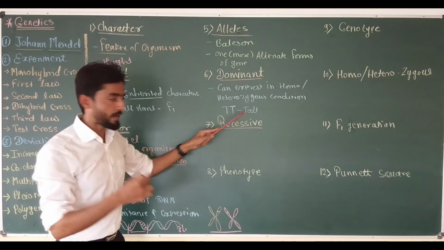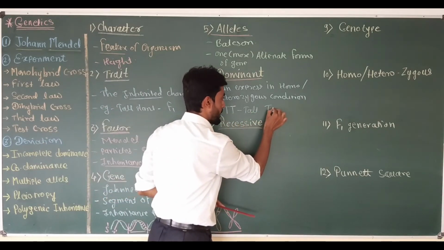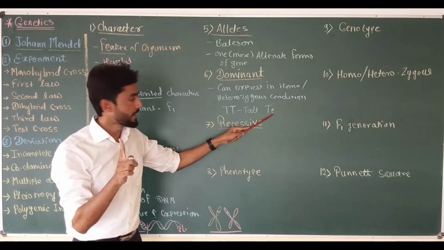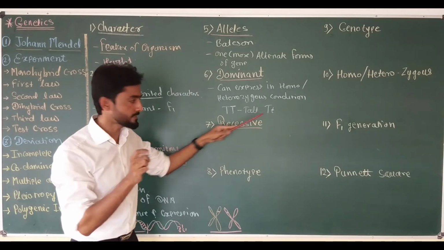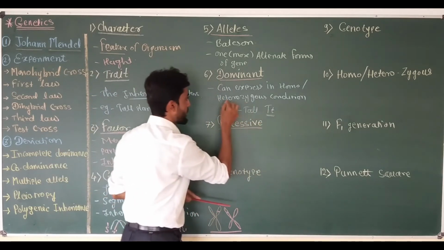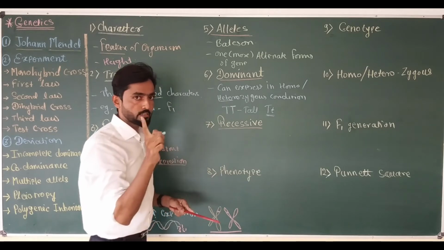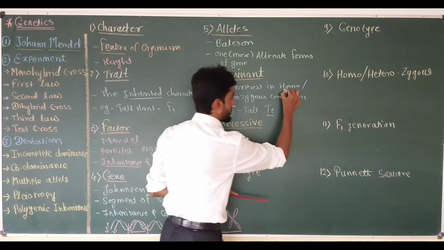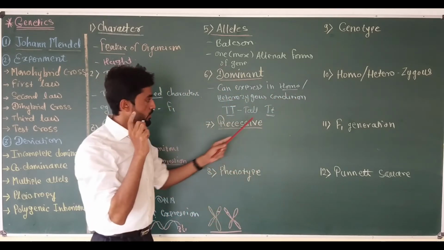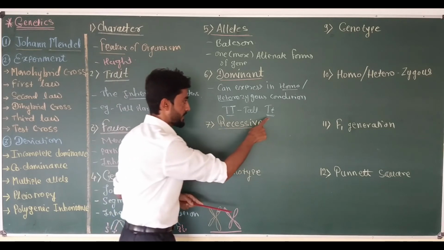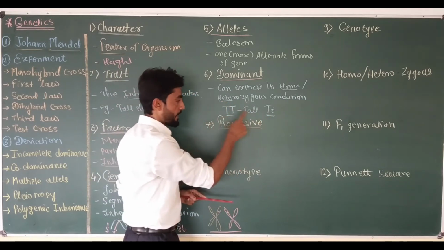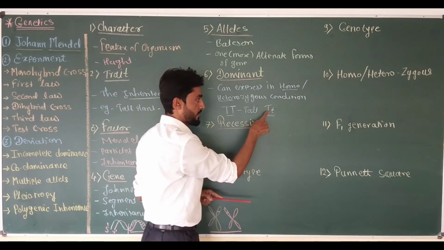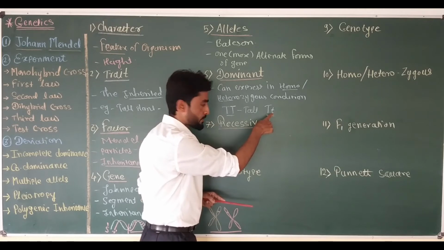Now if another plant has one capital T and another small t gene, we know that this small t is for the dwarf phenotype and this capital T is for the tall phenotype. Now in this case, the condition becomes heterozygous. Okay, if the organism has both alleles similar like this, it is called homozygous condition. And if the organism has two alleles which are dissimilar, then it is called heterozygous condition. And now in the heterozygous condition, one dominant allele is present, that is capital T, and another recessive allele is present, which is called small t.